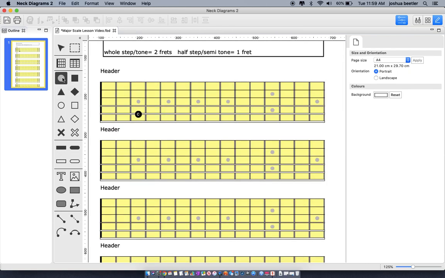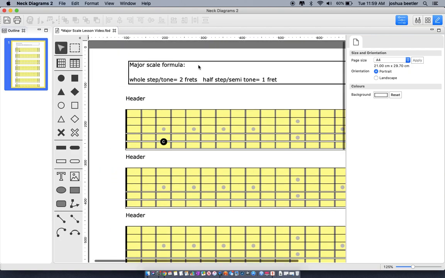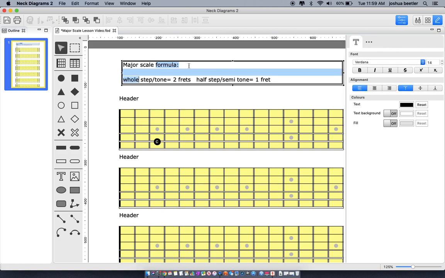All right, so C. Now, in order to do the major scale formula, it is whole step, half step, whole step, whole step, whole step, half step. So when we start on C, we're going to go 2 frets to the right, 2 frets to the right, 1 fret to the right, 2 frets to the right, 2 frets to the right, 2 frets to the right, and then 1 fret to the right. And that should give us all the notes that we need for the C major scale.